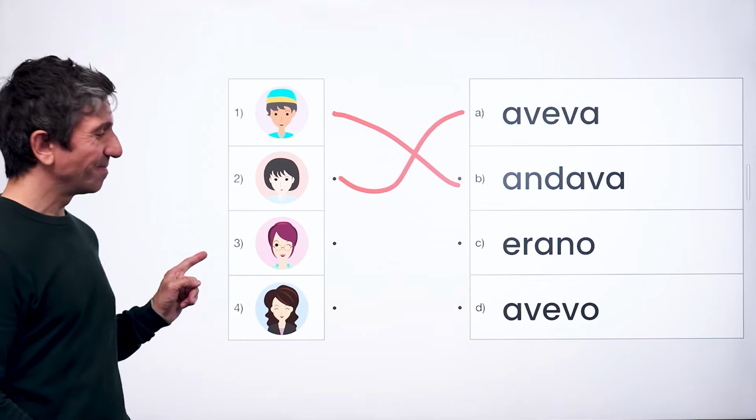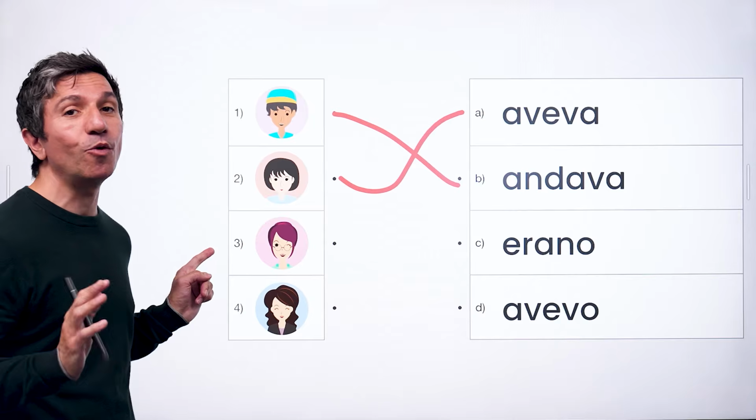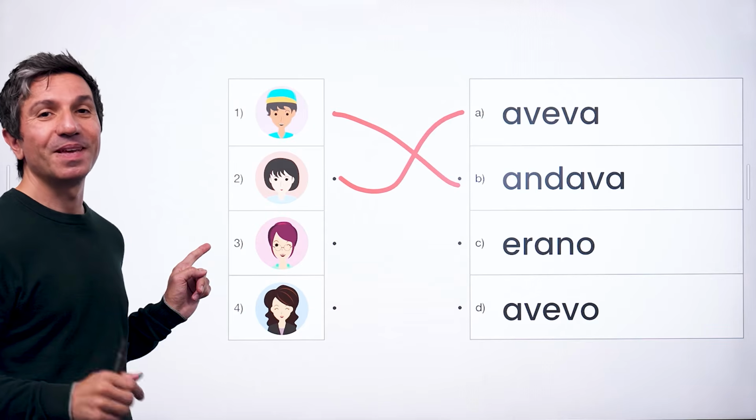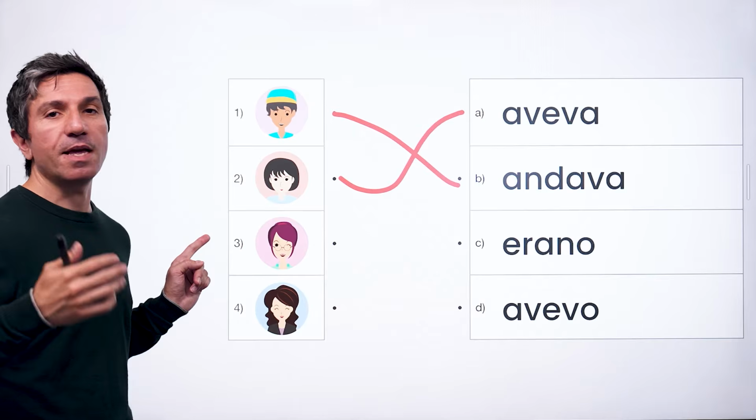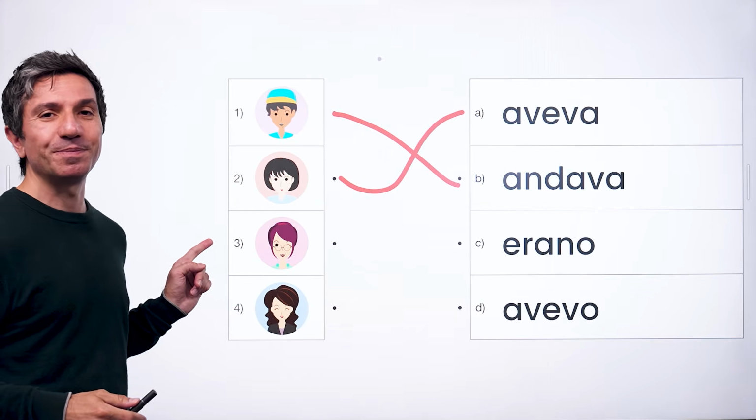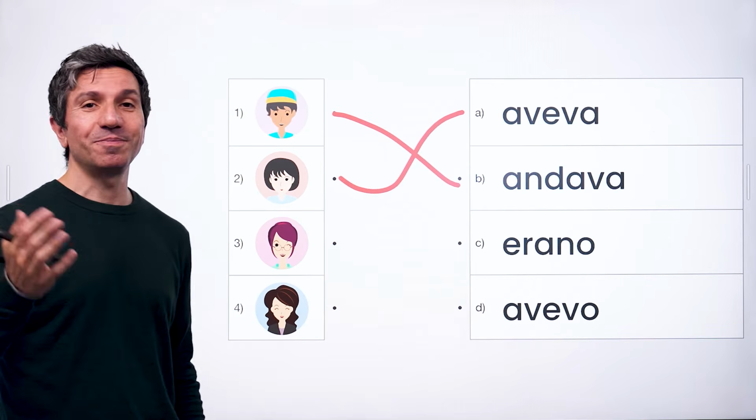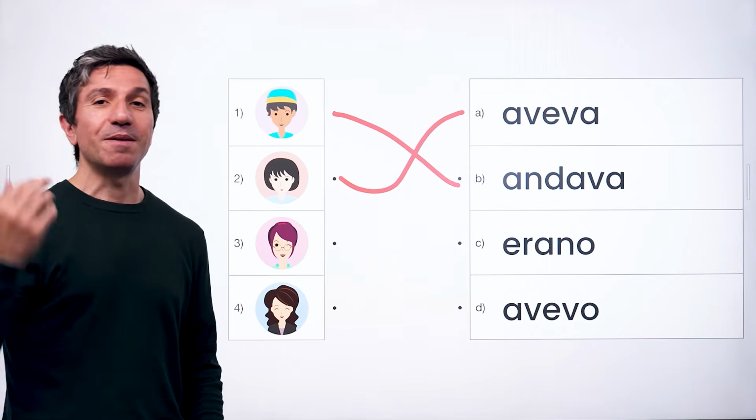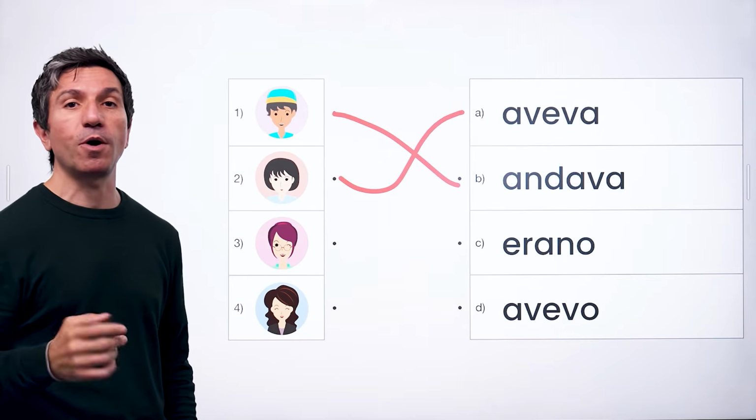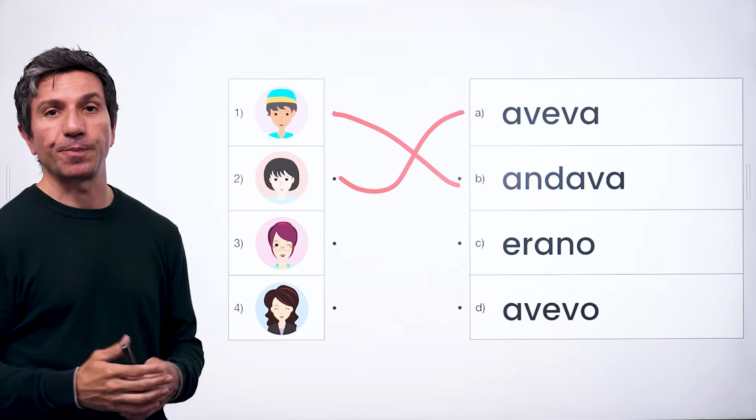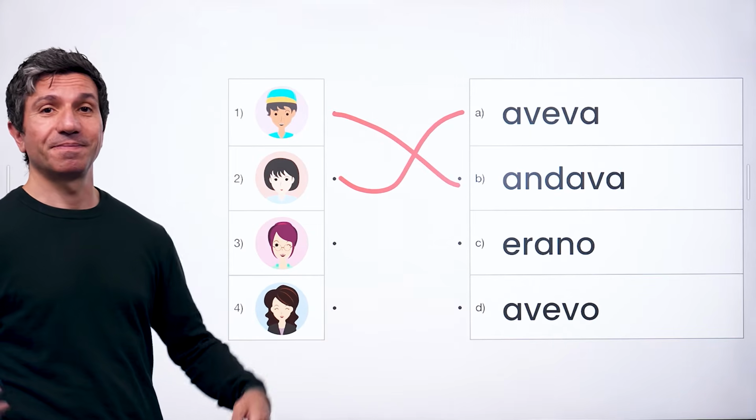Next. I miei compagni di classe erano molto simpatici. One more time. Did you hear erano? Erano, meaning they were, is the third person plural form of essere in the imperfetto, used before a plural subject, my classmates.